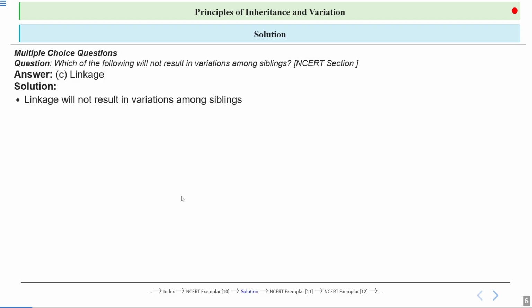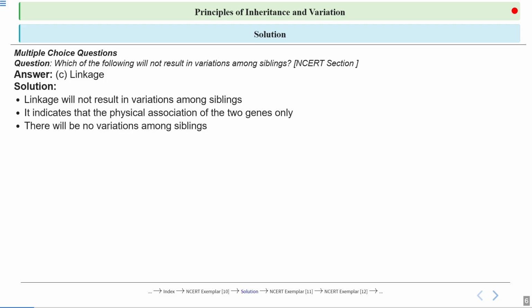And no recombinants are formed. Recombination leads to variation. So if there is no recombination, there will be no variation. In linked genes, recombination frequency is very less. And if the genes are completely linked, then only parental combinations will be formed and there will be no recombination, meaning there will be no variation. Linkage means physical association of the 2 genes, and there will be no variation if the genes are linked together.